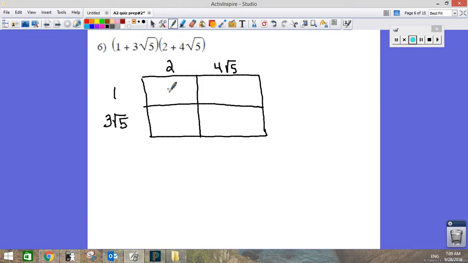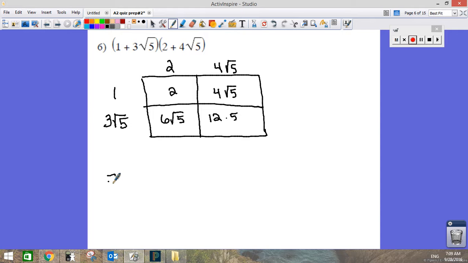So 1 times 2 is 2. 1 times 4 radical 5 is 4 radical 5. The 2 times 3 gives me 6, but I multiply that by radical 5. 3 times 4 gives me 12, and radical 5 times radical 5 gives me a pair of 5s. I've got the square root of 25, which is 5.